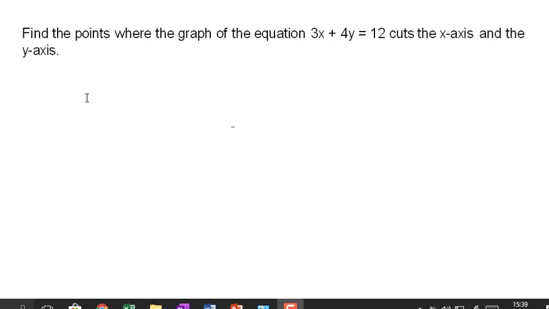Now first understand the question properly. What you have to find out? You have to find out the point. That means you have to find the x coordinate and y coordinate. A point has an x coordinate and y coordinate where it cuts the x-axis. When you plot this linear equation in two variables, you will get a straight line.